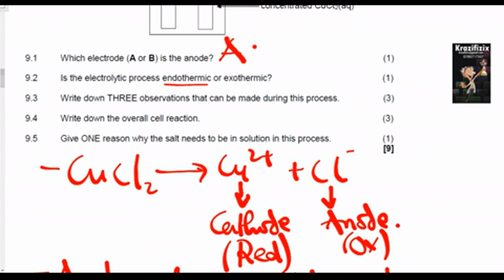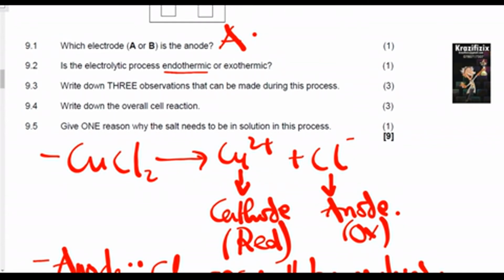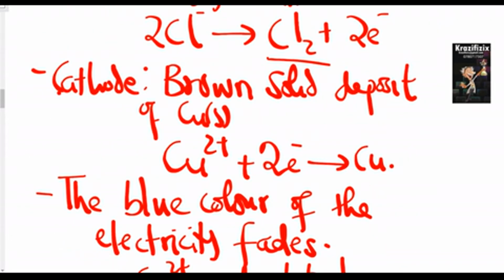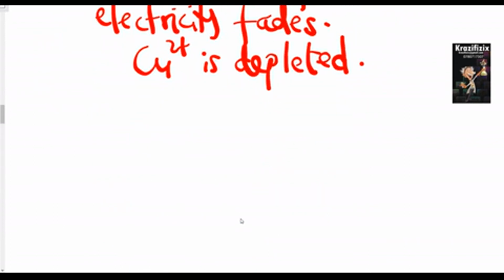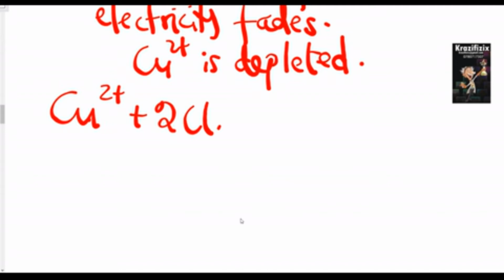Write down the overall cell reaction. Actually, we've done that already by writing this, but let's put it down. If we combine this equation and this equation, what are we going to have? It's 2 electrons on the left, 2 electrons on the right. So what are we going to have? We're going to have Cu2+ plus 2Cl- to give us what? Cu plus what?